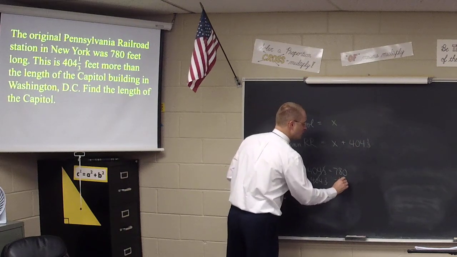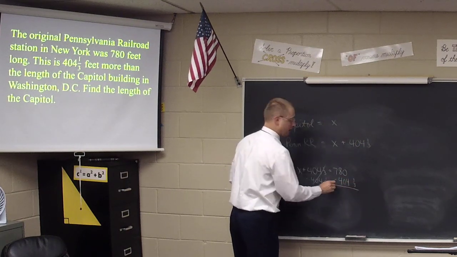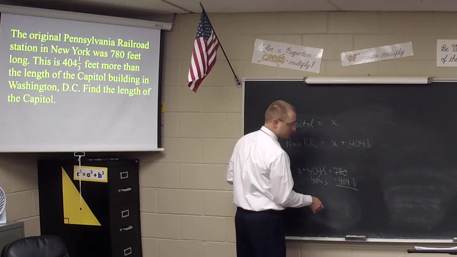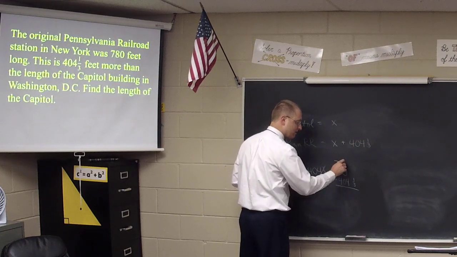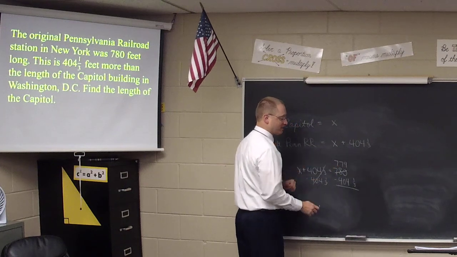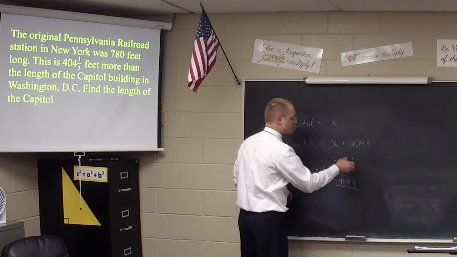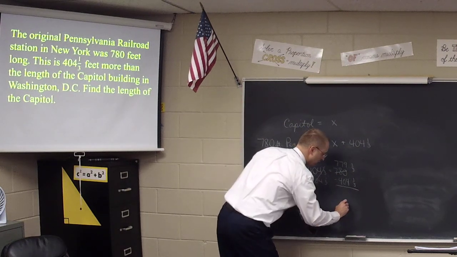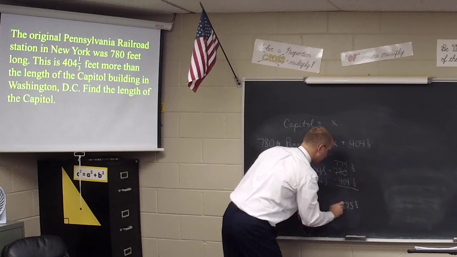Now, when we do, there is going to be a little bit of borrowing involved, right? I'm going to have to borrow 1 from the 780 to make it 779, and take the 1 that I borrow and write it as a fraction, 3/3, and then I can do my subtraction. 275 2/3. And we do get 275 2/3 as X.